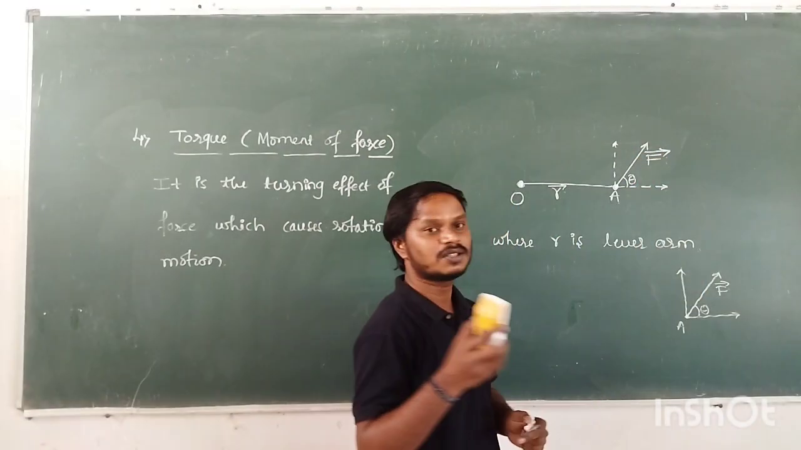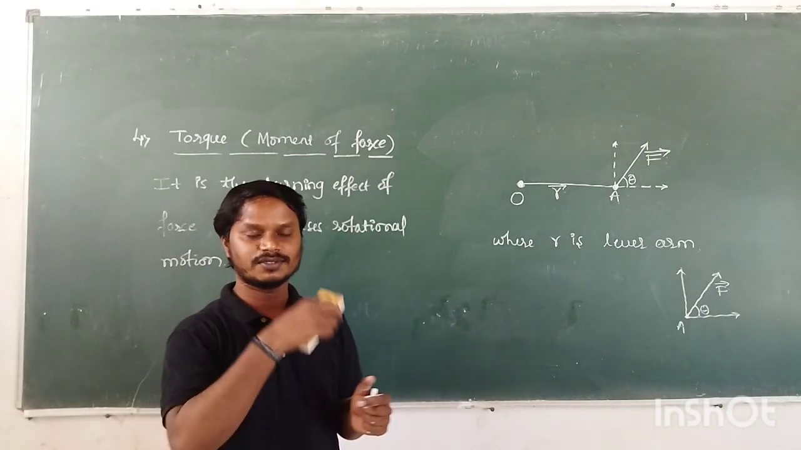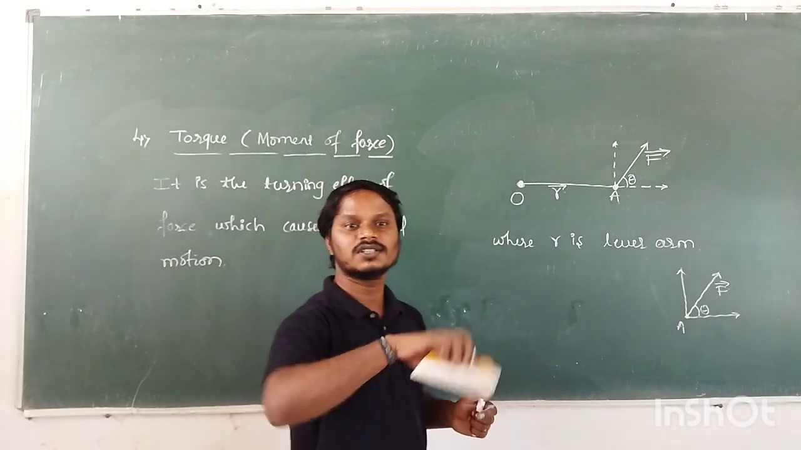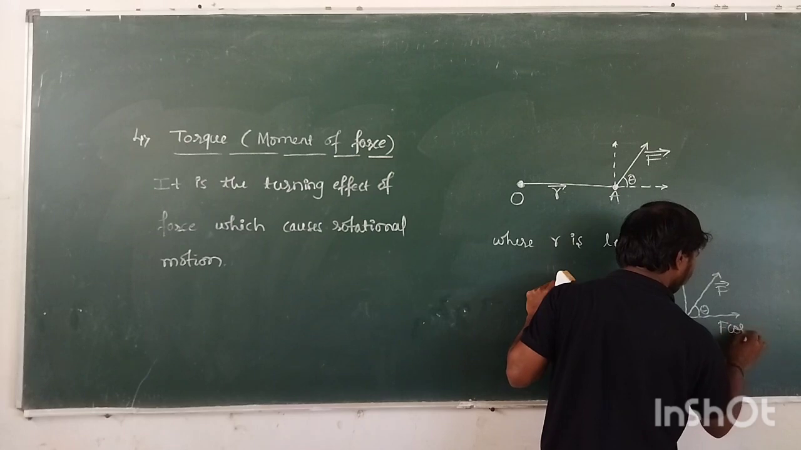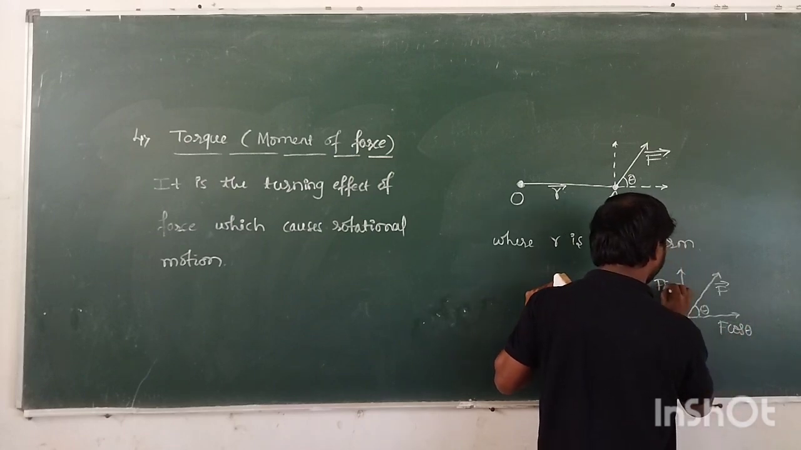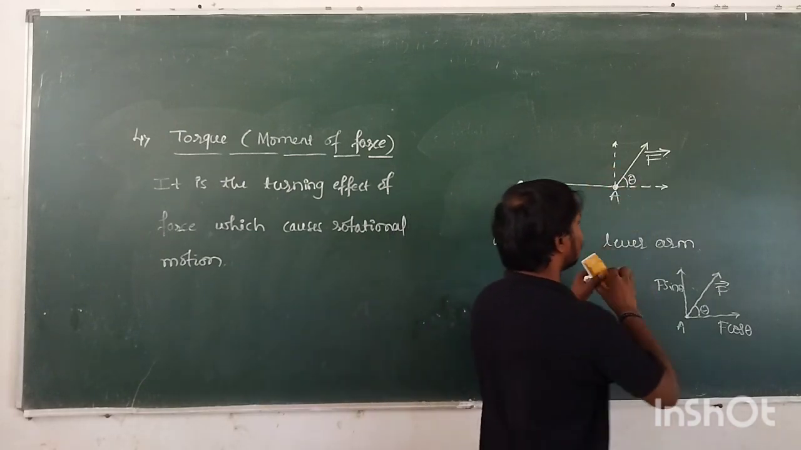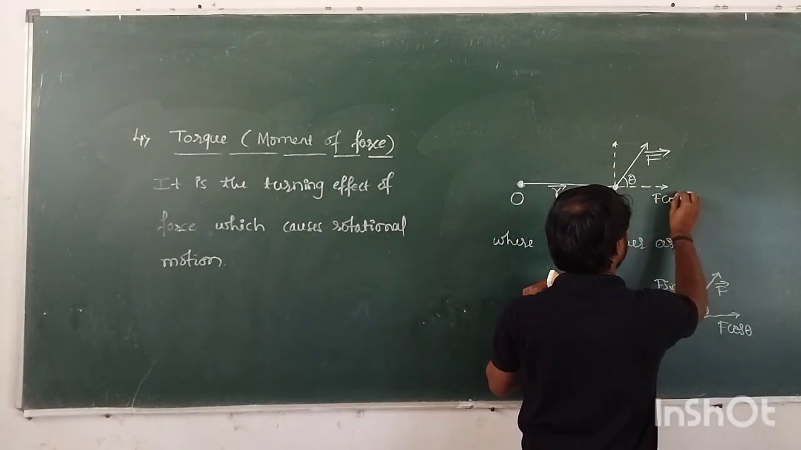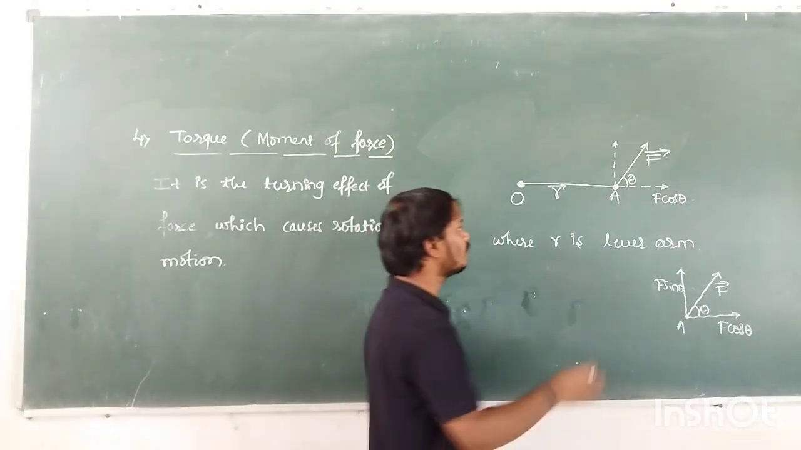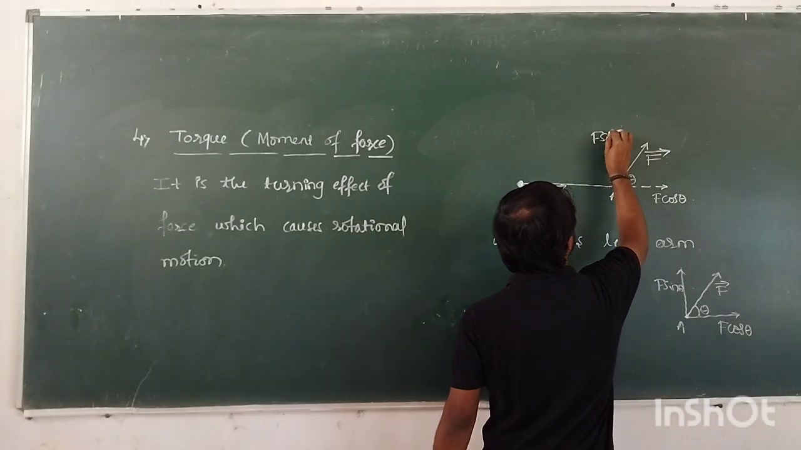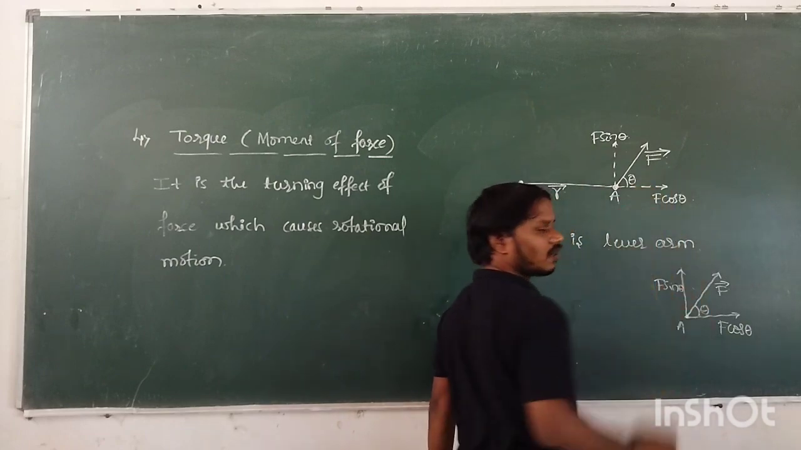And this force can be resolved into how many components here? Two components. Among them, which one causes the rotational motion here? This is F cos theta and this is F sin theta. Here F cos theta does not cause the rotational motion, but F sin theta causes the rotational motion.